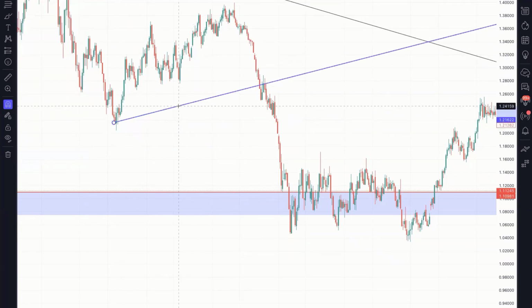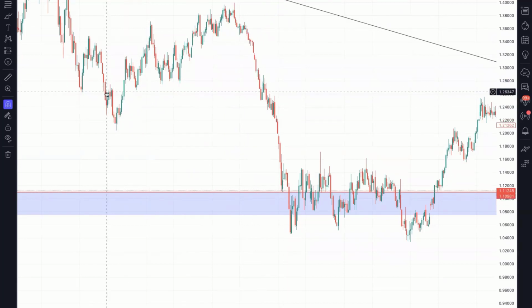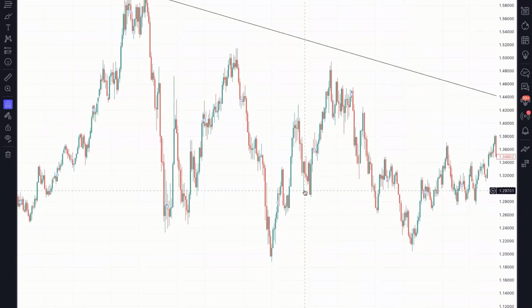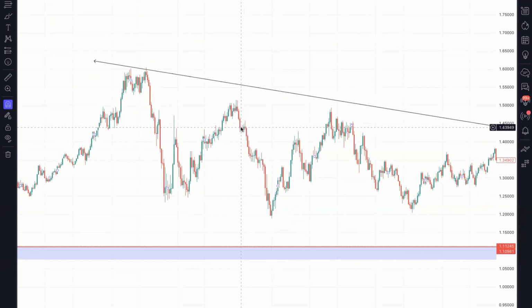Look at how market broke out from this level and look at the downpour. So you cannot underestimate the power of breakout.